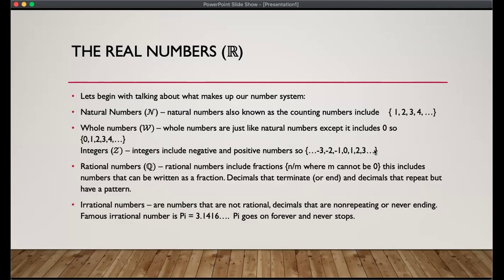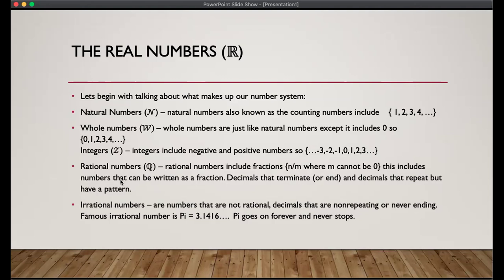to infinity. Rational numbers. So this is where it actually gets, or the most important part, right? So rational numbers are denoted by Q. Rational numbers include fractions, right? So n over m. We know that fractions cannot have a denominator equal to 0. So here our denominator is m, so m cannot be 0. This includes numbers that can be written as a fraction, decimals that terminate, meaning that they end, and decimals that repeat but have a pattern, right?